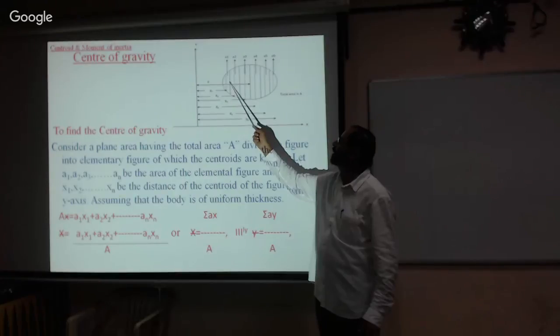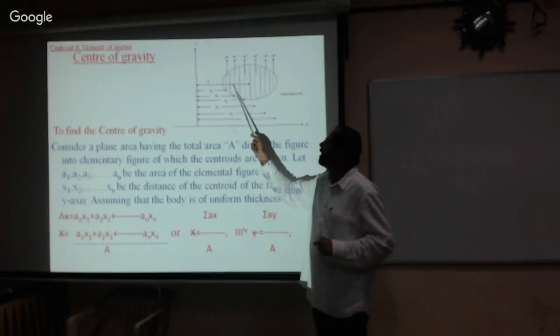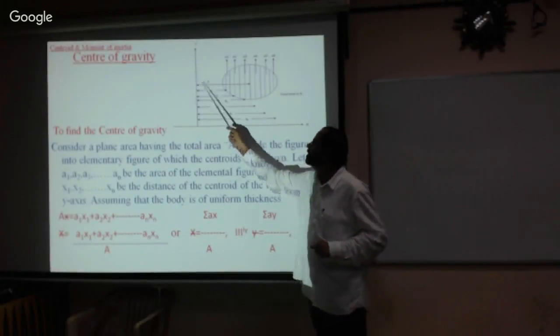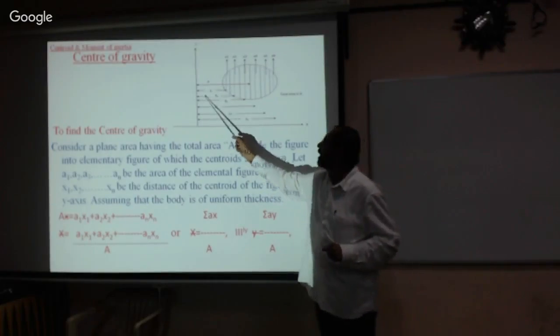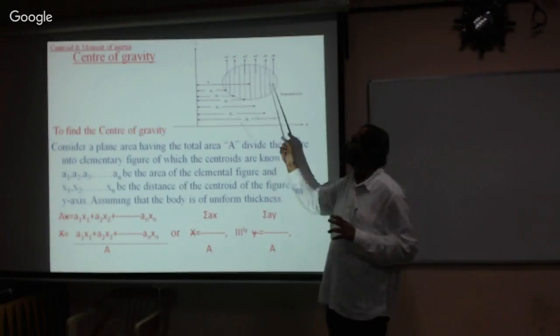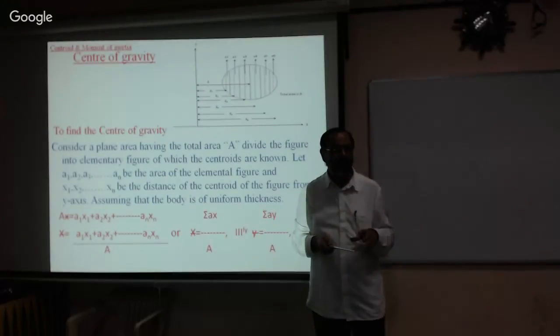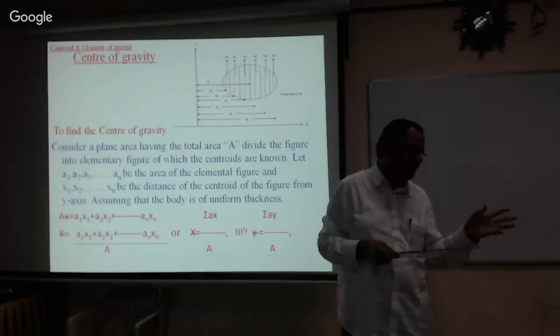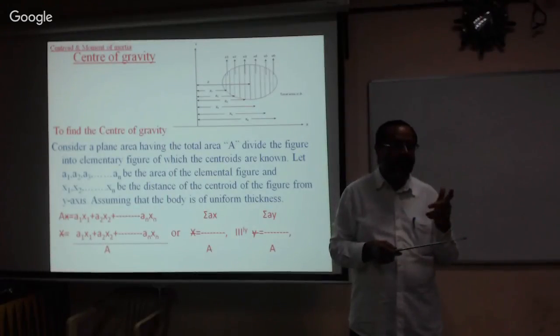Now, let us calculate the moment of area. Area multiplied by distance: it is A1 multiplied by x1. Similarly, area 2 multiplied by x2, area 3 multiplied by x3. You can make any number of divisions, any number of steps, according to your convenience. It is always better to make more steps, because if you make more steps, you will get a better result.